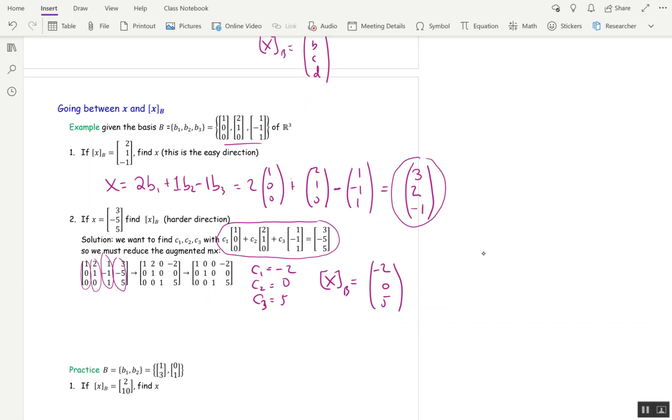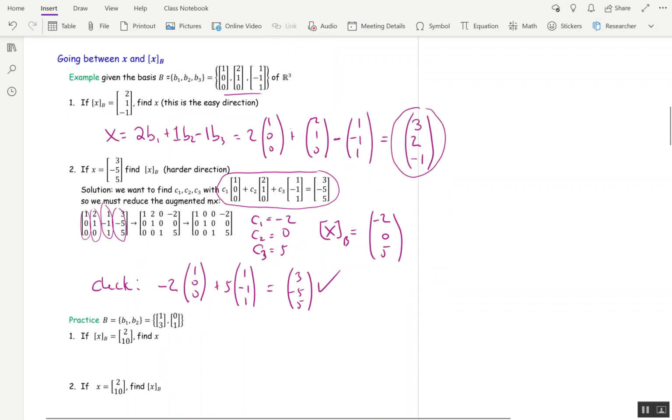Okay, let's do a safety check. If that's true, then if I take negative 2 times B1 plus 0 times B2 plus 5 times B3, 1, negative 1, 1, I should get X, which is 3, negative 5, 5. So let's just do a mental check. We've got -2 plus 5 is 3. That works. And then we've got -5. And then on the bottom, we've got 5. Check. We did it right.